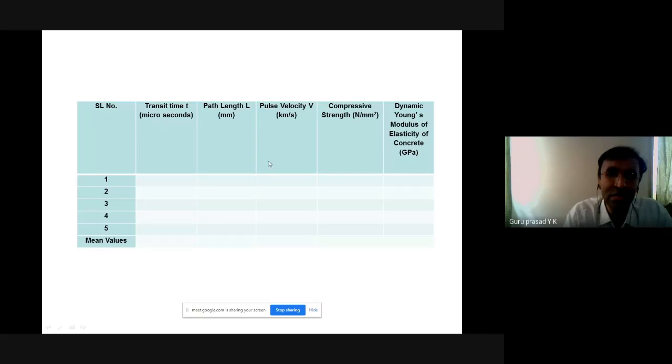When we go to site or in the lab, especially to the site, what we do is that first we measure the path length.